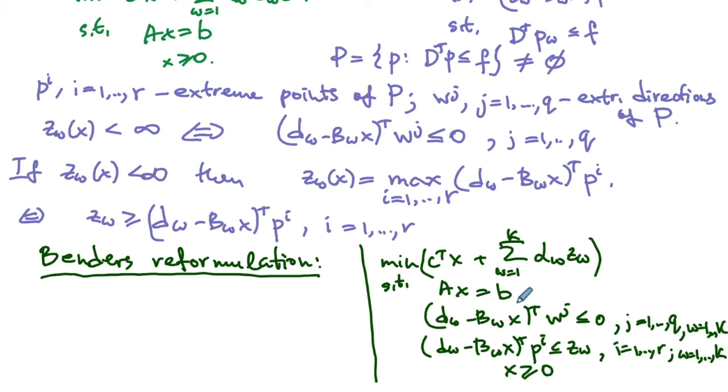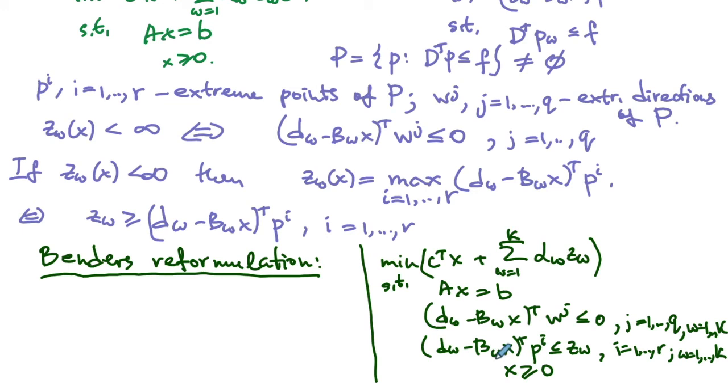If we look at what advantages we gain compared to the original LP, now we have a lot fewer variables, right? So for each scenario, we only have one variable z_omega, but the number of constraints that we have here, look, we need to have a constraint for every extreme direction and every scenario from this set, and every extreme point and every scenario from this set. So the number of constraints can be huge.